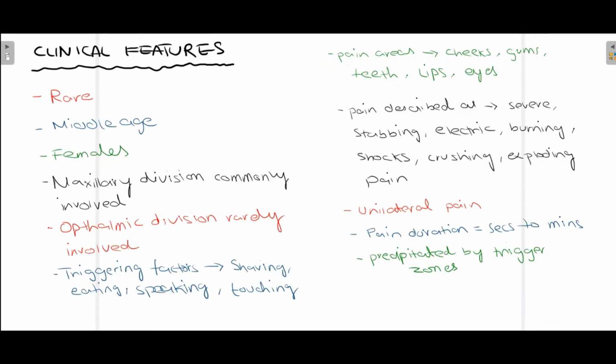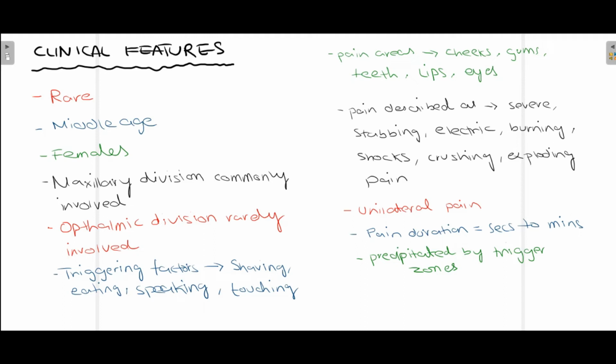Now, let's talk about some important clinical features that the patient suffering from trigeminal neuralgia might experience. Firstly, trigeminal neuralgia is rare. It's not that common of a disease. Secondly, it can affect adults in the middle of their age, around their 30s and 40s, and trigeminal neuralgia is more inclined towards females as compared to males.